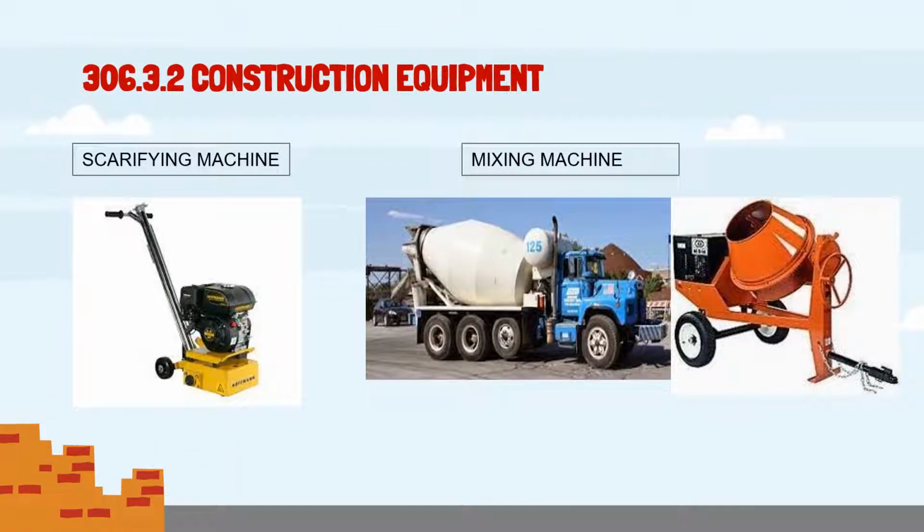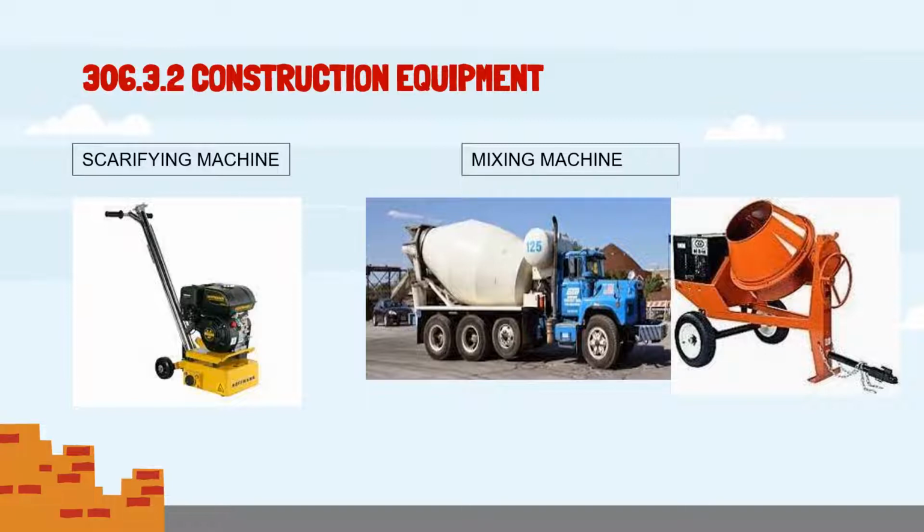306.3.2 Construction Equipment. The equipment used by the contractor shall include the scarifying, mixing, spreading, and finishing and compacting equipment, a bituminous distributor, and equipment for heating bituminous material. The first is the scarifying machine. These machines are great for removing coatings and creating level space free of bumps and leaves.